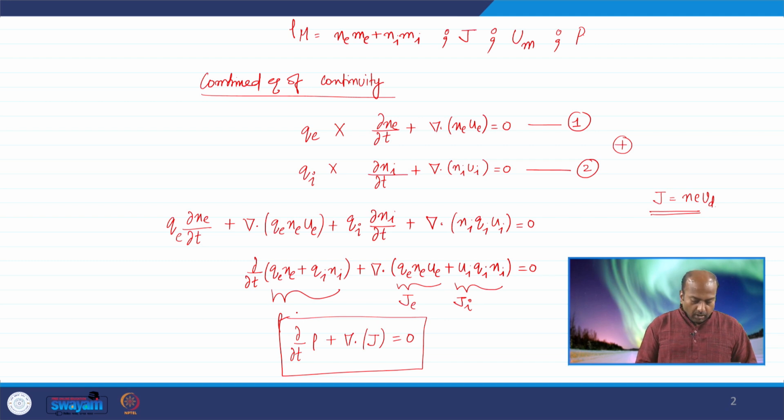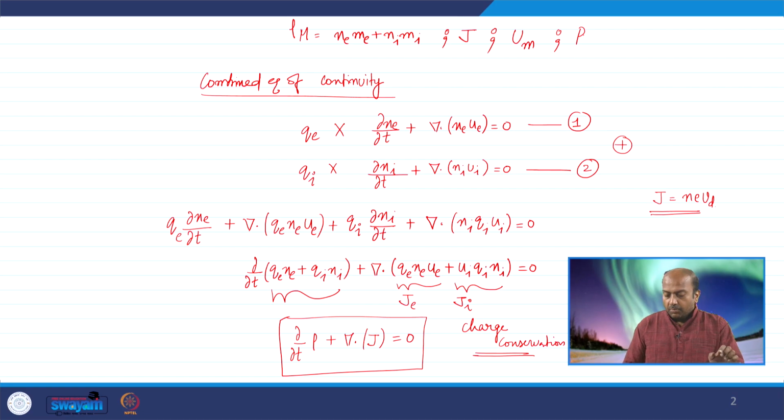Right. So, what type of conservation is this equation talking about? This equation is talking about charge conservation, which means if there are any changes in the charge density, these changes are equally represented by the opposite changes in the current density. Okay. So this is the charge conservation.